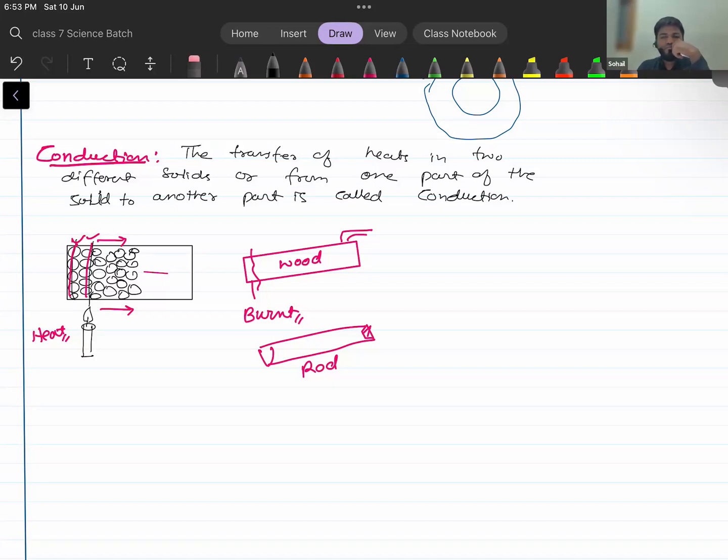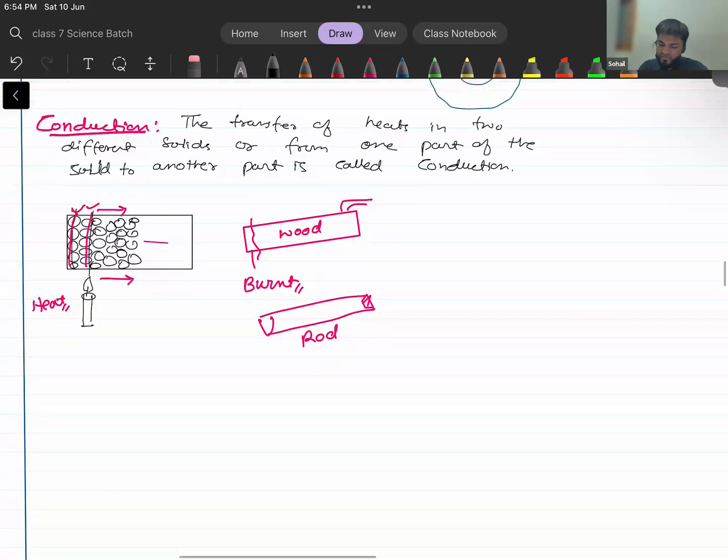Sir, it goes from one part to another part. Yeah, it can flow from one part of the object to another part, or directly from one object to another if they are placed in touch. Here we have placed an object above the candle, and you see one part of it became hotter, and this heat was transferring from one part of the material to another part, right? So this transfer of heat in two different solids, or from one part of the solid to another part, is called conduction.